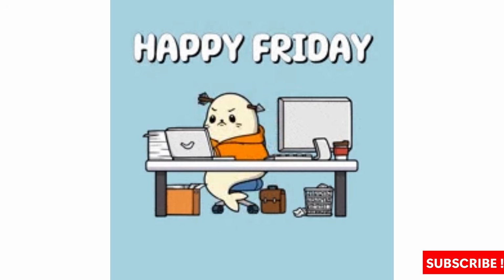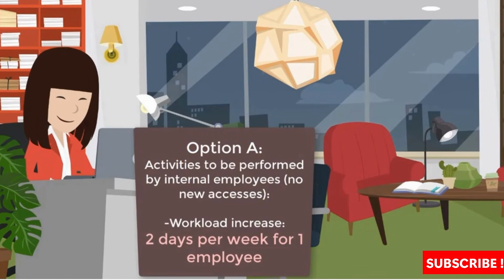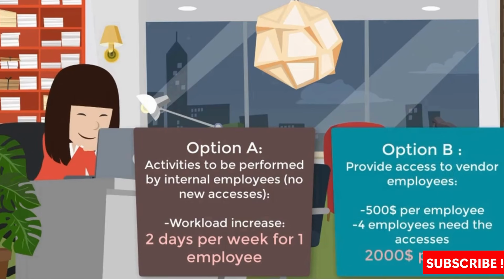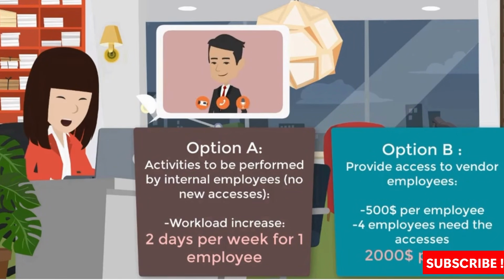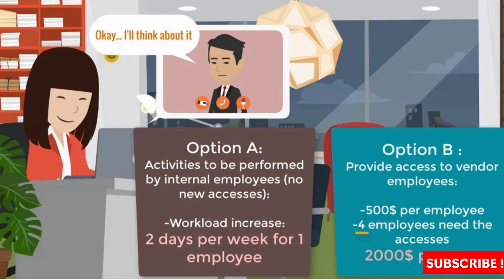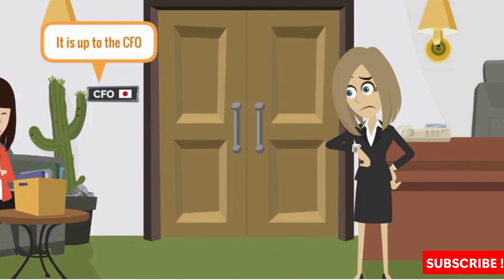On Friday, Akira sends the email: workload increases estimated at about 2 days per week for one employee. The alternative solution, in which vendor employees receive access, will cost about $500 for each employee. Akira explains that 4 vendor employees will need this access, making the total cost $2,000 per year. The CFO replies he will review and reply. The project manager and team cannot really do anything more. Now it's up to the CFO, right?